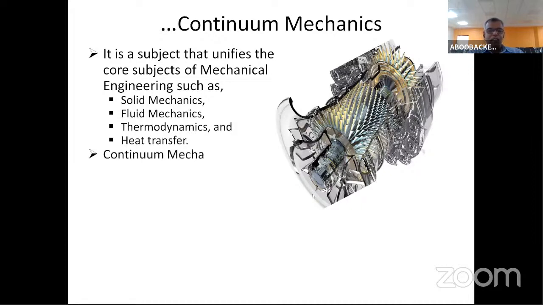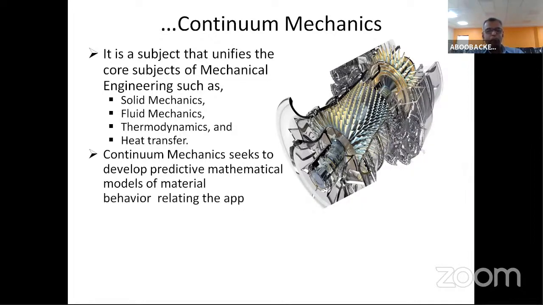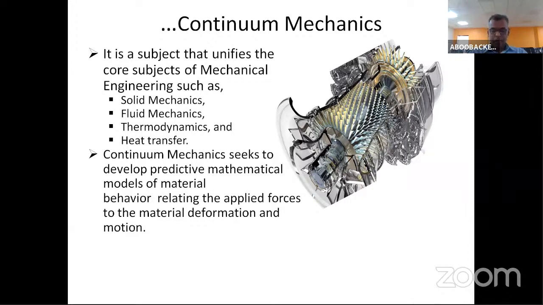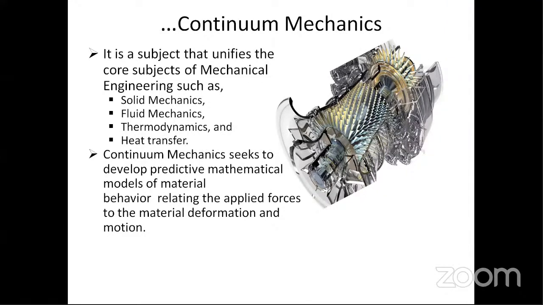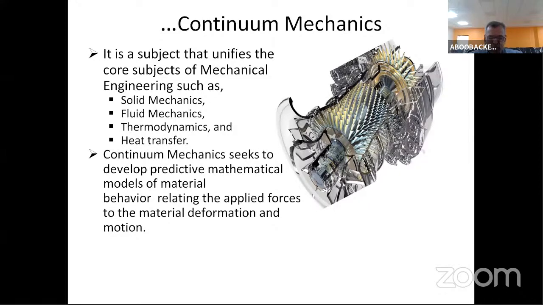And continuum mechanics seeks to develop predictive mathematical models of material behavior, relating the applied forces to the material deformation and motion. So the objective is, even though we are treating it as a continuum model, that we are able to predict how the material will behave when subjected to forces. So actually mechanics or mechanical engineering is related to force and motion. So when a physical system or a material is subjected to some forces, how it behaves, we should be able to predict. So for getting that prediction, how a material is behaving under different load conditions or different force conditions, this continuum concept is used.